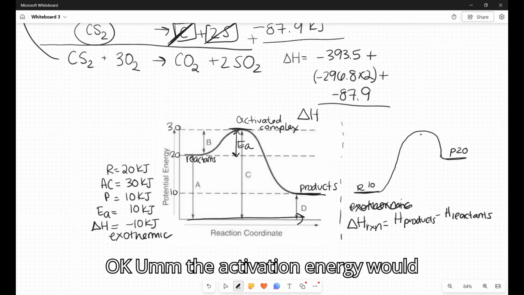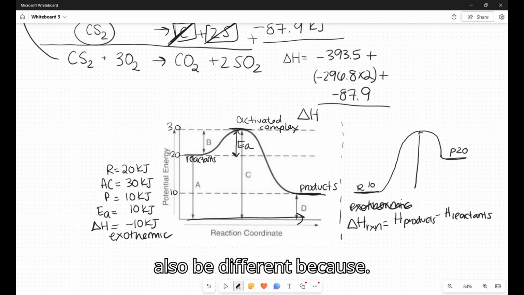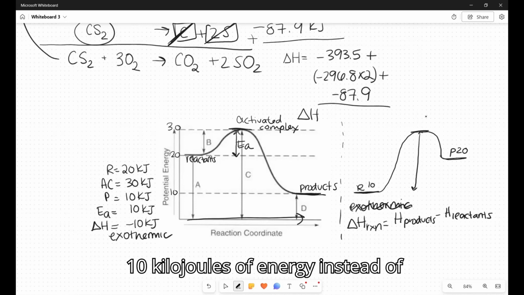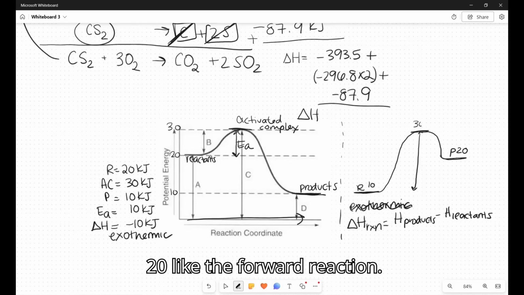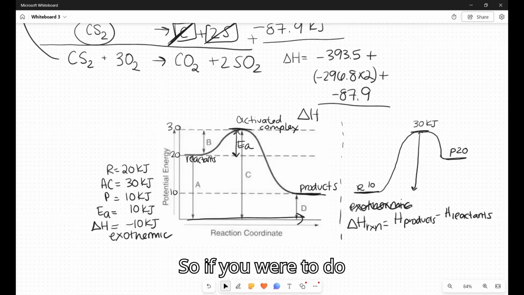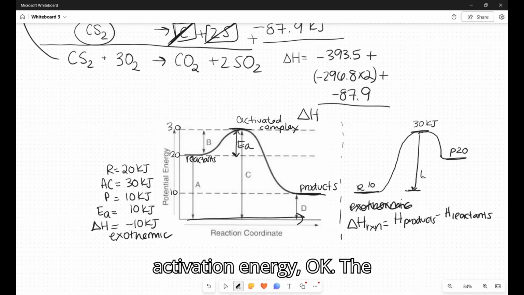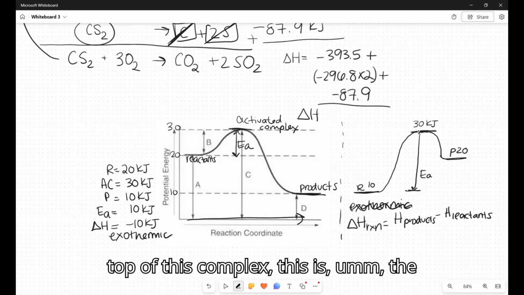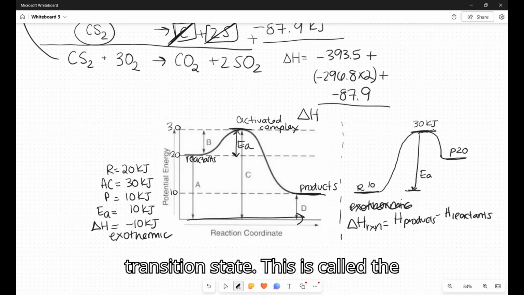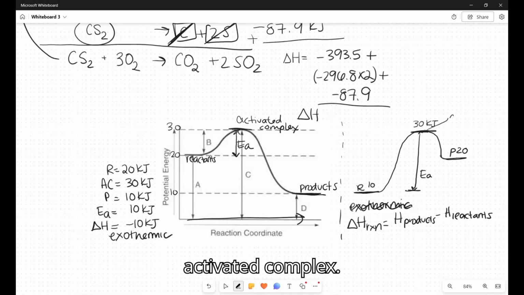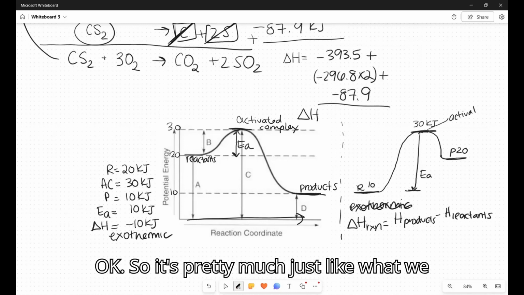Okay. The activation energy would also be different because now you're only bringing in 10 kilojoules of energy instead of 20, like the forward reaction. So if you were to do 30 minus 10, that would be your activation energy. Okay. The top of this complex, this is the transition state. This is called the activated complex.